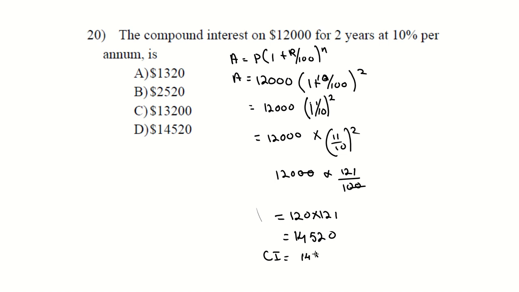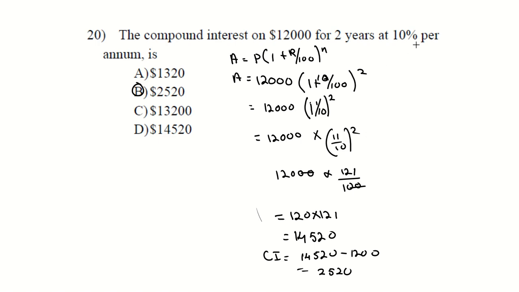Your compound interest is going to be the difference between your principal and your amount. So it would be 14,520 minus your principal of 12,000. You'll get 2,520, I believe, and that would be B. This is a lot of work, and especially to multiply. If you could remember the formula, you can do it like this.